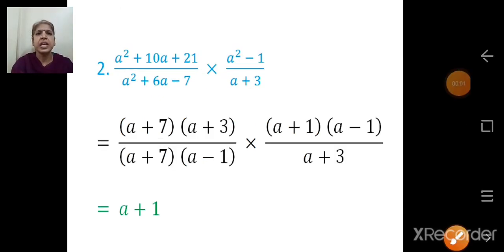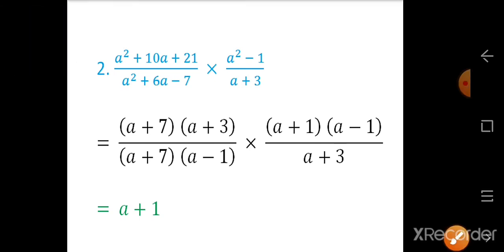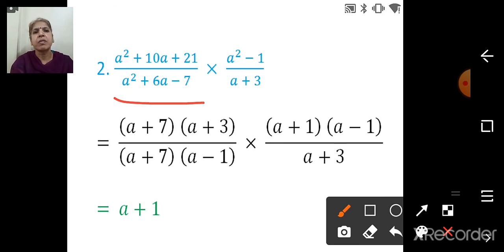Next question is a square plus 10a plus 21 upon a square plus 6a minus 7, into a square minus 1 upon a plus 3. So we are going to factorize. See the numerator of the first fraction, a square plus 10a plus 21. It is a quadratic trinomial. So we have learned to factorize, and the numbers are simple, so we will simplify it directly.